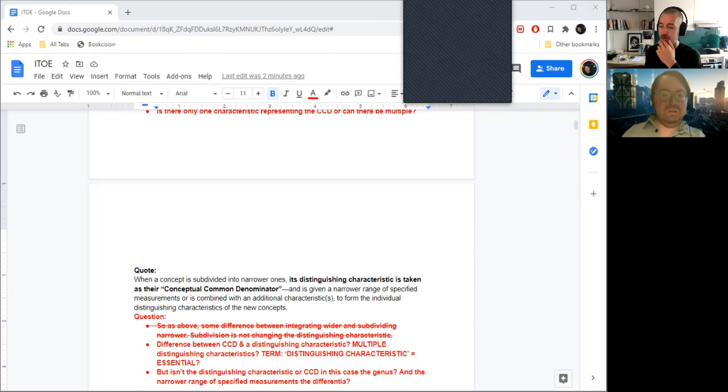The genus, I'm confused. So the genus is the CCD? Well, a CCD is more general. Like a CCD could just be size. It's just a characteristic. I mean, the genus would be dog. That's the category they both belong to, dog. And then you could say the species as well. How do you differentiate a Pomeranian from other dogs?